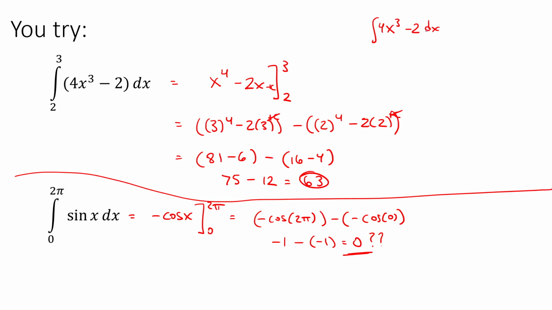If you are doing just a regular old indefinite integral, like we were doing last week, then you do need the plus c, because now nothing's canceling out. Okay, you still got to put it here, but when you're plugging in the bounds like this, the plus c is just going to cancel out anyway.